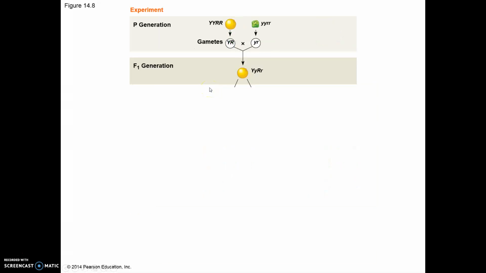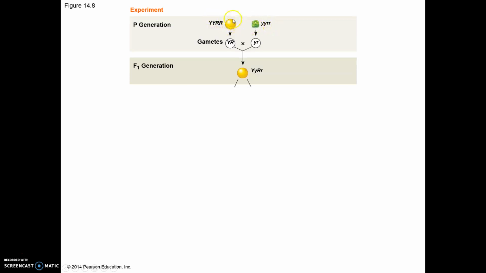Now, when we start looking at multiple traits being passed together, we need to start looking at different issues. So here we have a yellow pea that is round. It is true breeding, so it will have big Y, meaning that is yellow. Little y would mean green. Big R means that it's round. Little r means that it's going to be wrinkled.